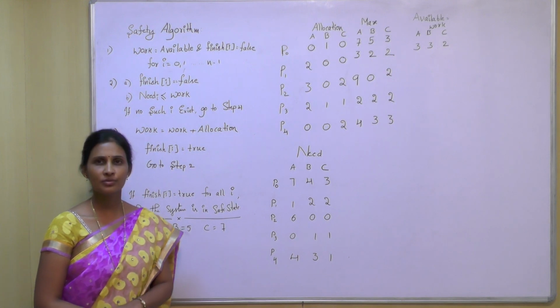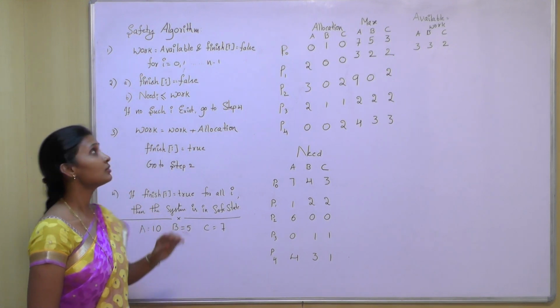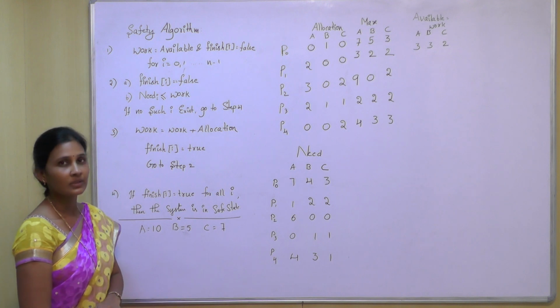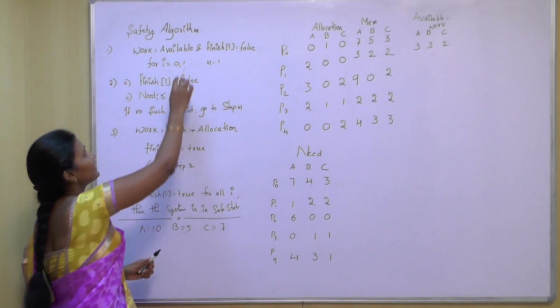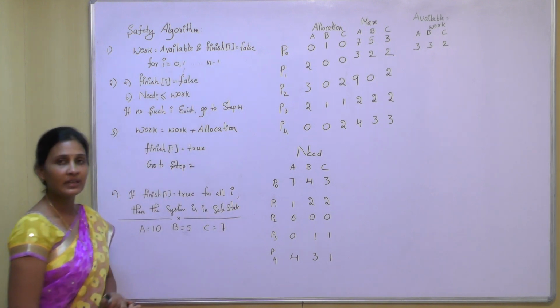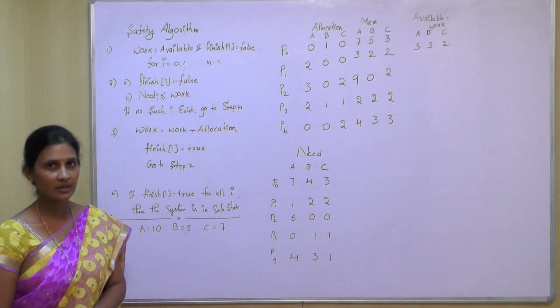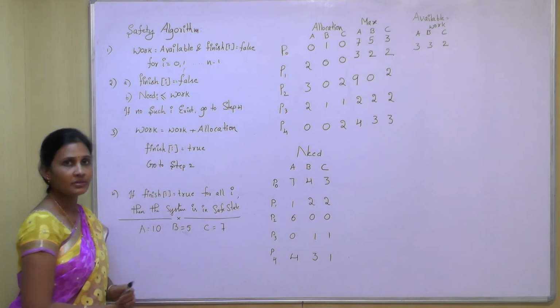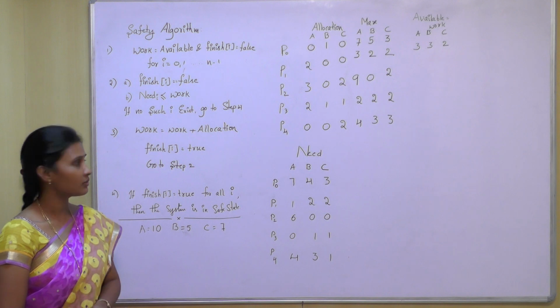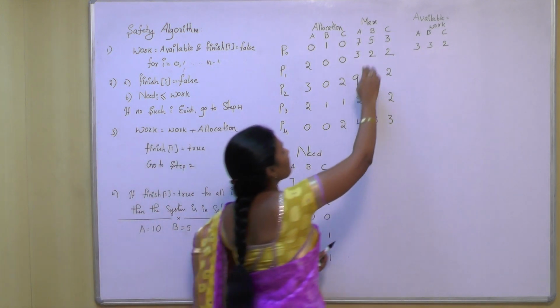Banker's algorithm is used for deadlock avoidance. So this is the safety algorithm. Here we use four variables. The first one is available. The available gives the number of available resources, and the next one is need. The need gives the remaining need of resources, and the next one is max.